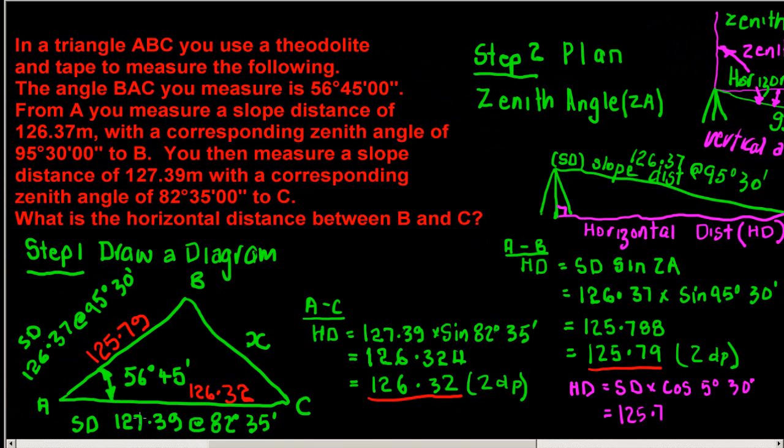Then we move to our other horizontal distance here, 127.39 times sine 82.35. Of course, that's an angle of elevation, as it turns out, of about 7 degrees 25 minutes. Multiplying that out, 126.324, and rounding to 126.32.